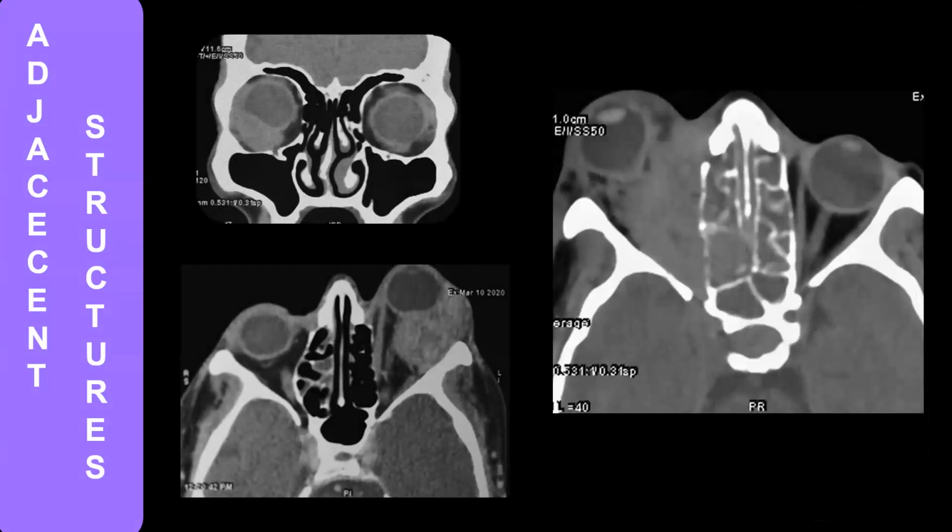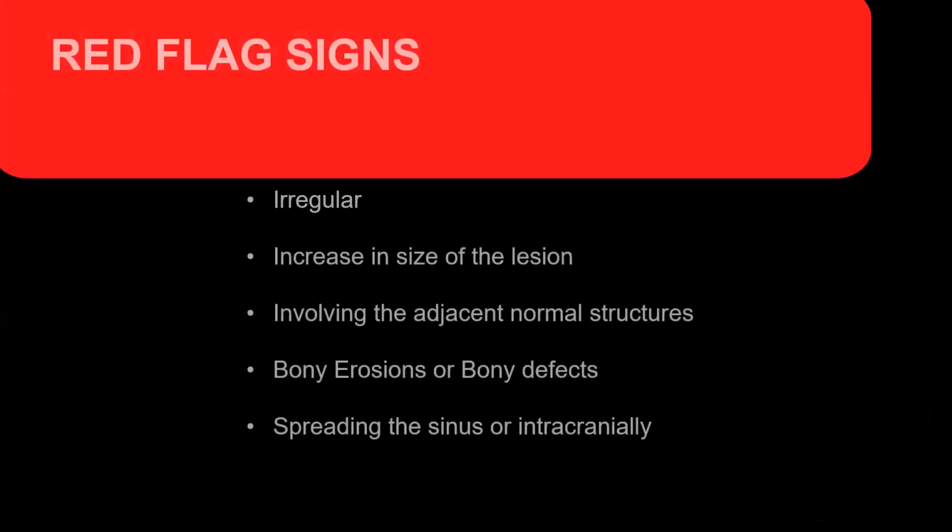Next is also to know the effect on the globe. All these three images show globe indentation. In the third image, we see that the globe is in V shape. This indicates increased intraorbital pressure.